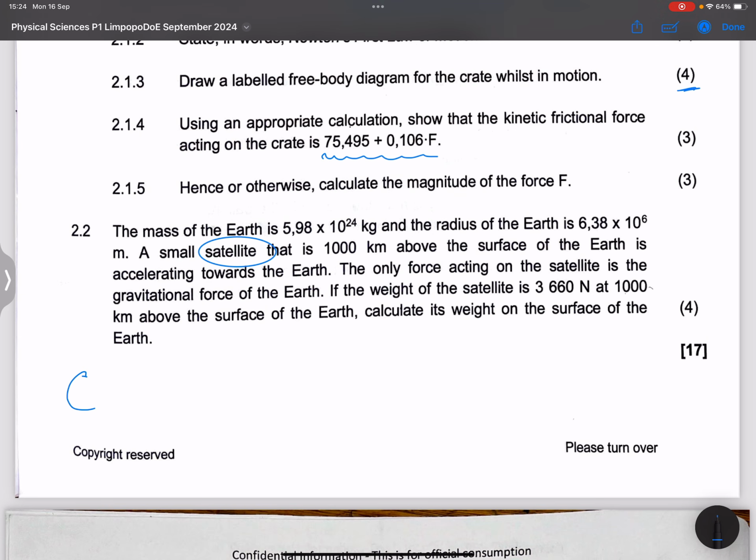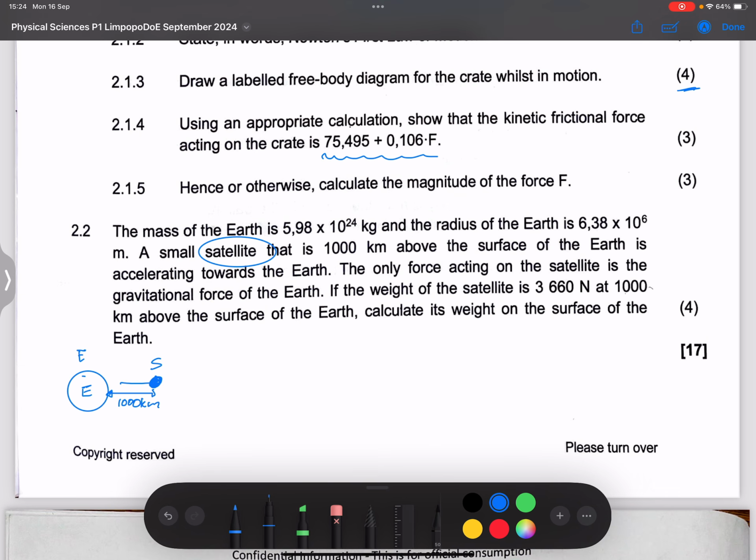So there it is, we've got a satellite. Actually, that's the Earth. Let's say we've got the Earth there, and we've got a satellite. And they said this satellite is 1,000 kilometers away from the surface of the Earth. What's happening to this satellite? Let's say here's satellite S, that's the Earth, E. So the Earth is actually pulling the satellite towards itself.